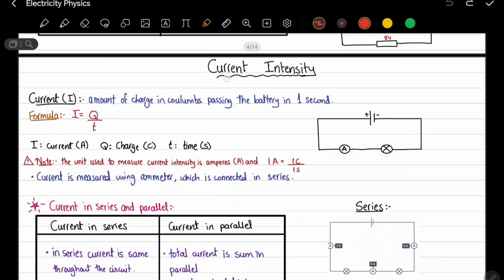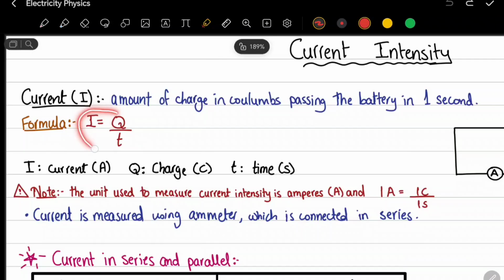Moving on to the current intensity. Current, which is represented by the letter I, is the amount of charge in coulombs passing the battery in 1 second. This is the formula which is used to represent current: I equals Q over T. I is the current, and it's always measured in amperes, represented by the letter A. Q is the charge, measured in coulombs, represented by the letter C. And T is the time, and the standard unit of time is seconds, represented by the letter S.